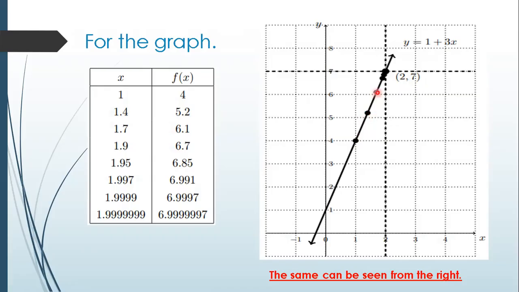1.7 and then 6.1 is this point, 1.9 and 6.7 here, and then they are closely plotted until they reach 7, because the value of our c is 2, and the limit as we assume is 7. So you can see in this plotted graph that the point is 2, 7. And the same can be seen from the right. If we start from the right, it will also look like this one.